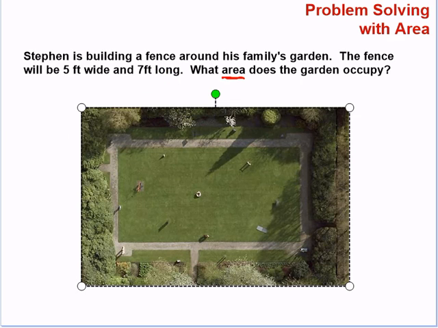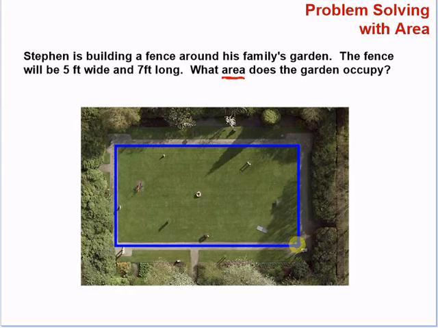Those sound like the dimensions of a rectangle. So I'm going to go ahead and draw an imaginary fence here. We'll put this fence right in here, and we're going to say that that fence is exactly the dimensions that they have there: 5 feet wide by 7 feet long. What area does the garden occupy?